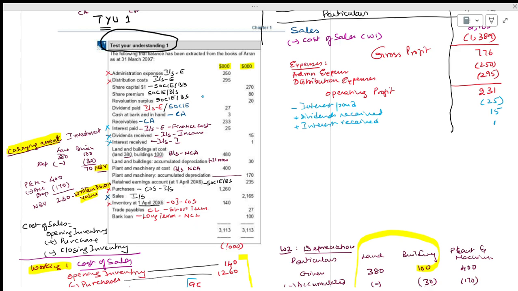Anything else? Land, plant, trade payables, bank loan, nothing is there. All are related to the balance sheet. Are you clear about this? Yes. Now, total it. How much will you get? 231 minus 25 plus 15 plus 1.